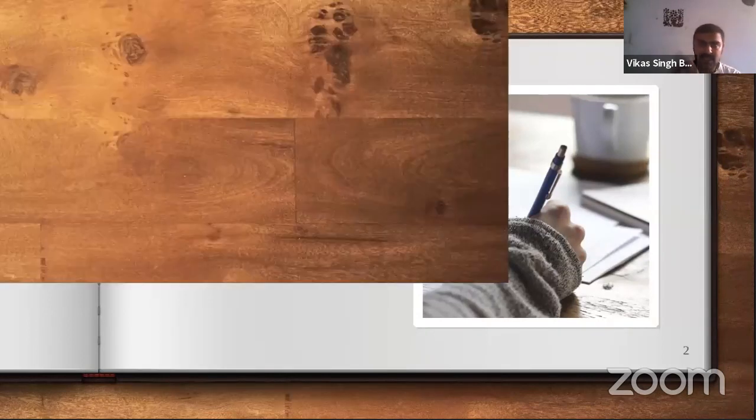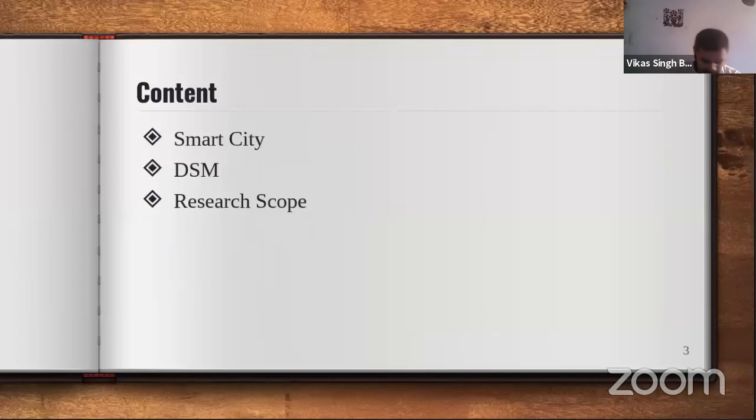In my complete presentation, I'm not going to discuss any results. This is a theoretical presentation, mainly covering what the main components of a smart city are, how DSM can contribute in a smart city, and in the last, one slide is related to the research scope.